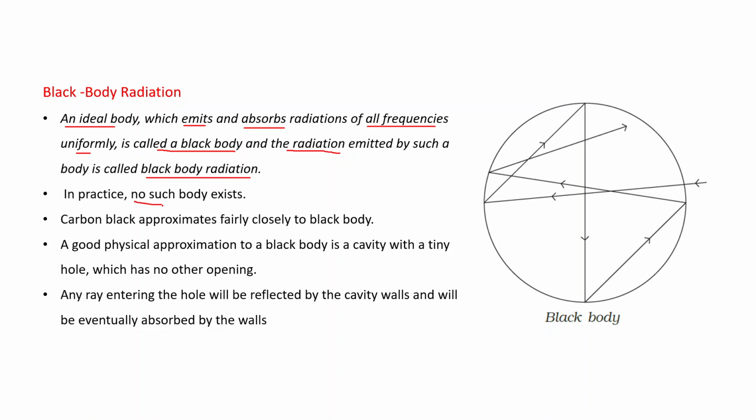In practice, no such body exists. Carbon black approximates fairly closely to a black body. A good physical approximation to a black body is a cavity with a tiny hole which has no other opening. You can see this diagram. This represents a cavity having a small hole or small opening. Any ray entering the hole will be reflected by the cavity walls and will eventually be absorbed by the walls.